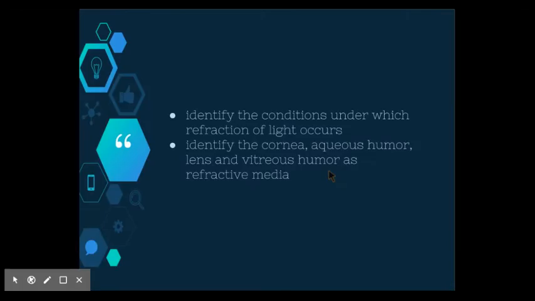So the 2 dot points for today's video are: identify the conditions under which refraction of light occurs, and identify that the cornea, aqueous humor, lens, and vitreous humor are refractive media.